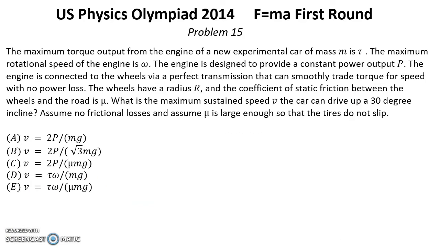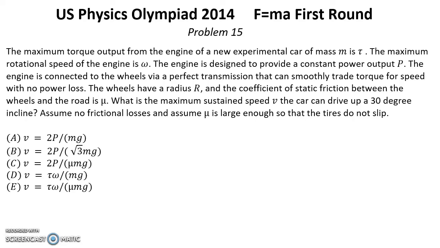Problem number 15. The maximum torque output from the engine of a new experimental car of mass m is tau. The maximum rotational speed of the engine is omega. The engine is designed to provide a constant power output P.